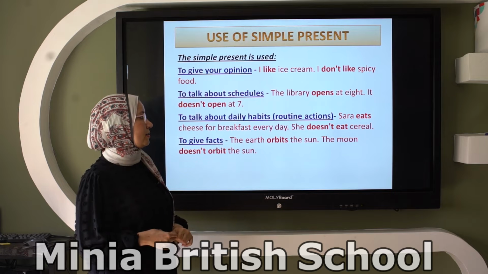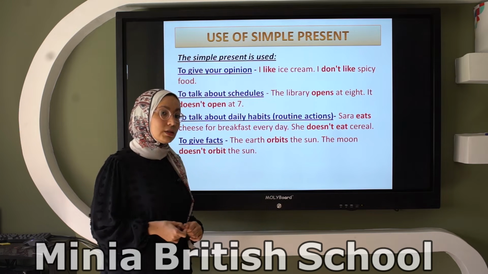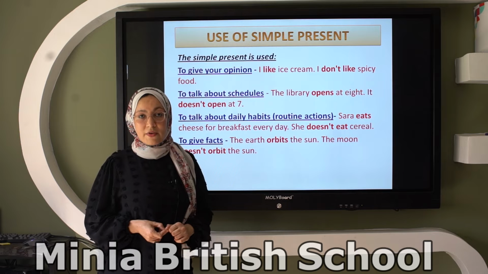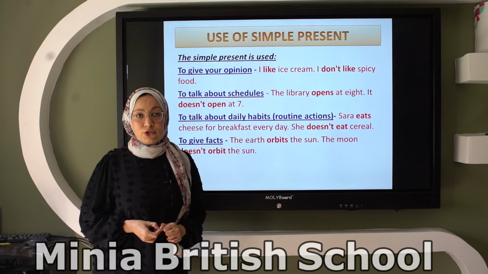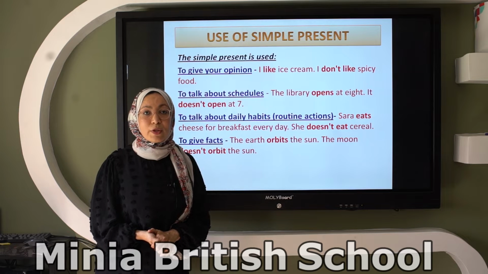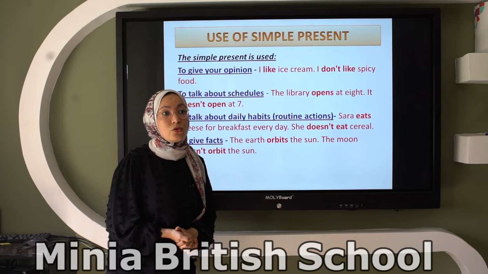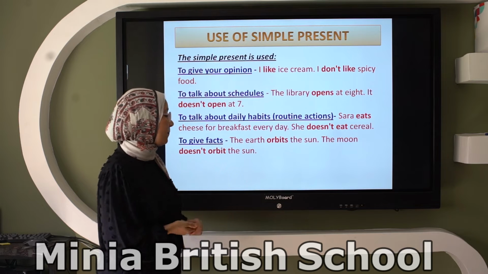Now, to give facts: the Earth orbits the Sun, the Moon doesn't orbit the Sun. So this is a fact, something that we can't change, okay? This is something natural, okay? Human beings have no control over this, so we just use present simple when we talk about something like this, okay?